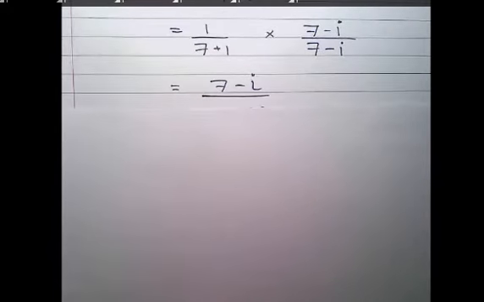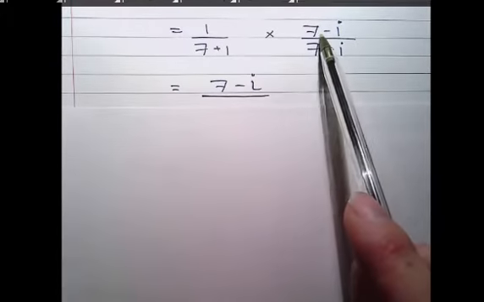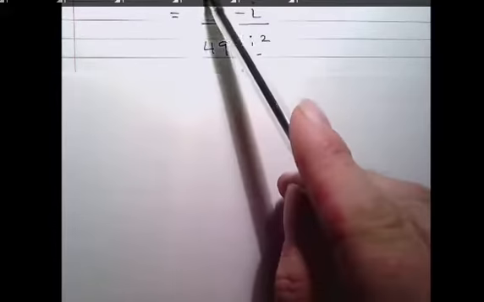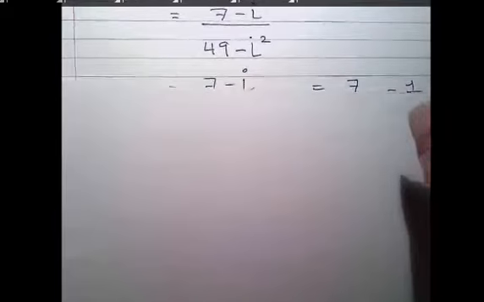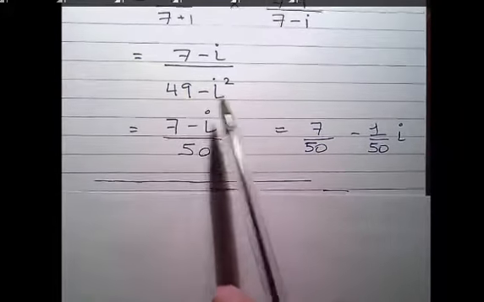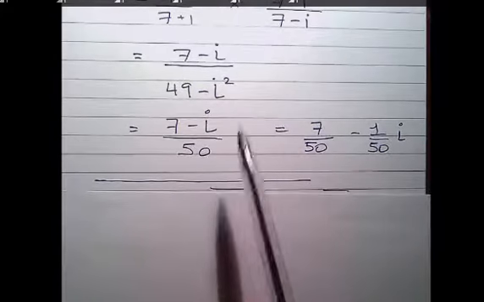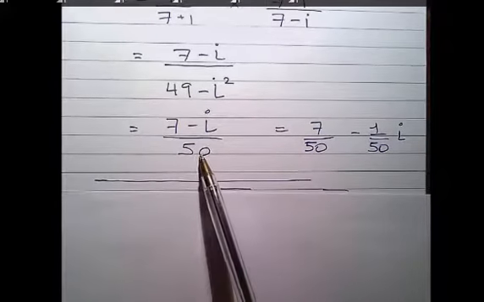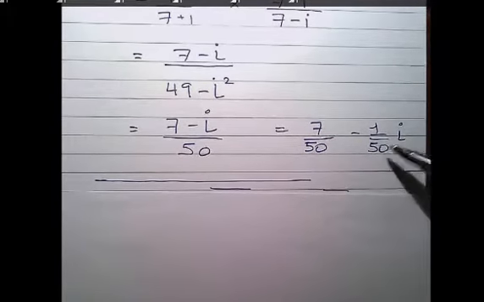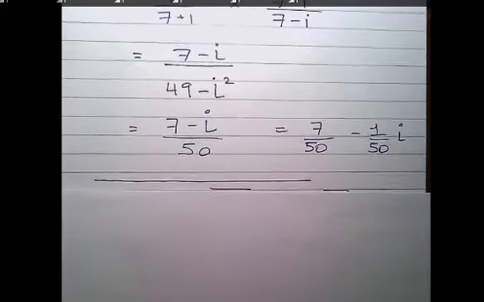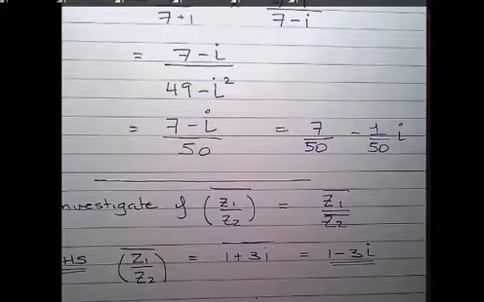The numerator works out to be 1 times 7 minus i, and the denominator is a difference of squares, 49 minus i squared. So we piece that all together. 49 minus i squared is 49 minus minus 1, which is 49 plus 1, which gives us 50. So essentially we end up with 7 over 50 minus 1 over 50 times i. So that is the answer to the second part. Now there's one final part to do here.